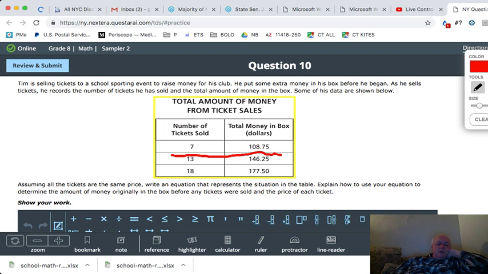Some of the data before. Assuming the tickets are all the same price. Okay, so I made that assumption that they were $10, let's say. Write an equation that represents the situation in the table. Explain how to use your equation to determine the amount of money originally in the box before any tickets were sold and the price of each ticket. All right, let me just read this all one more time. You can read it quietly.